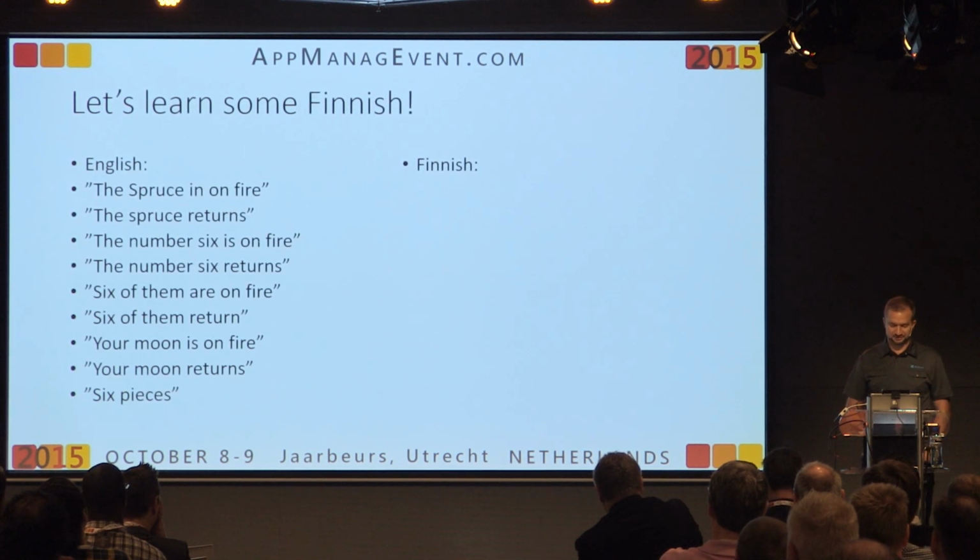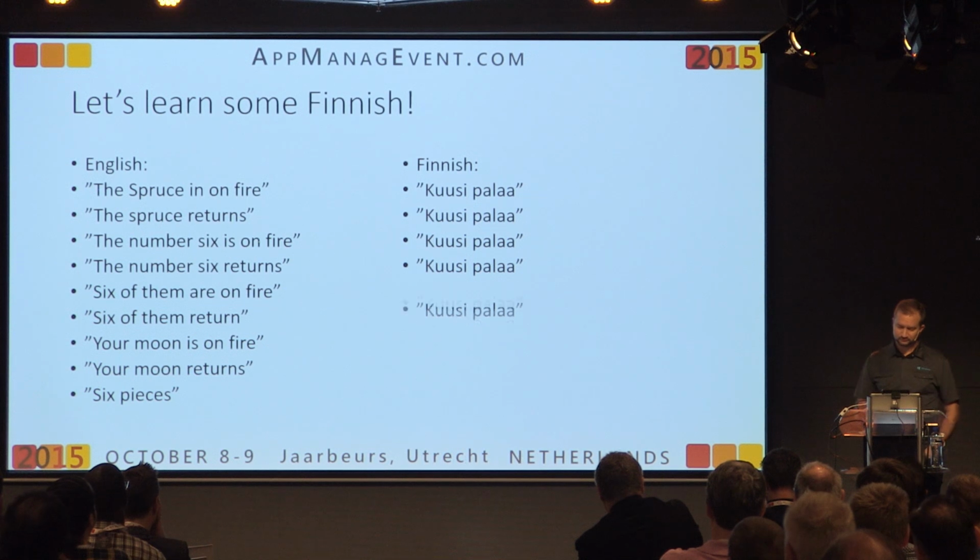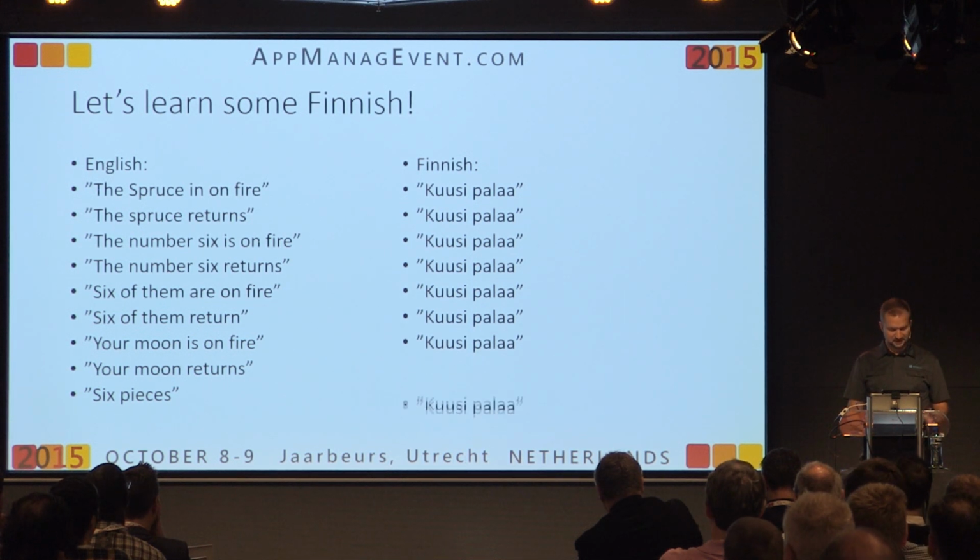Finnish is simple because everything on the left-hand side, spruce is on fire, the spruce returns, the number 6 is on fire, the number 6 returns, 6 of them are on fire, 6 of them return, your moon is on fire, your moon returns, and 6 pieces is a lot simpler in Finnish because every single one is the same, 6 palaa. So now you learn a lot.